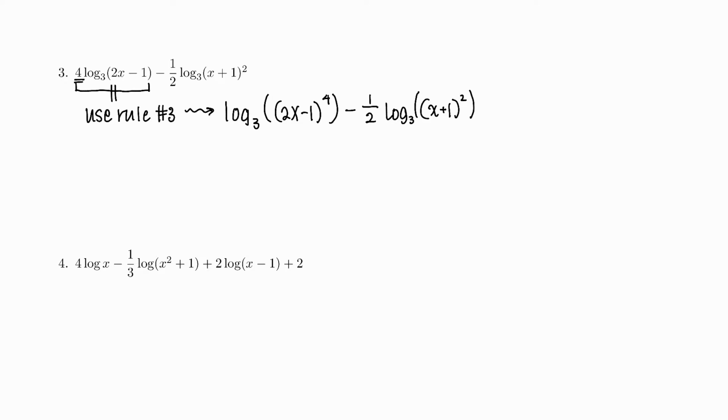Okay. So my goal is to combine these two things. So I think maybe what I want to do next is use rule 3 again, or law 3, to move that 1/2 inside. So I'll have log base 3 of 2x minus 1 to the 4th minus log base 3 of x plus 1 squared to the 1/2. So I'm just left with x plus 1.